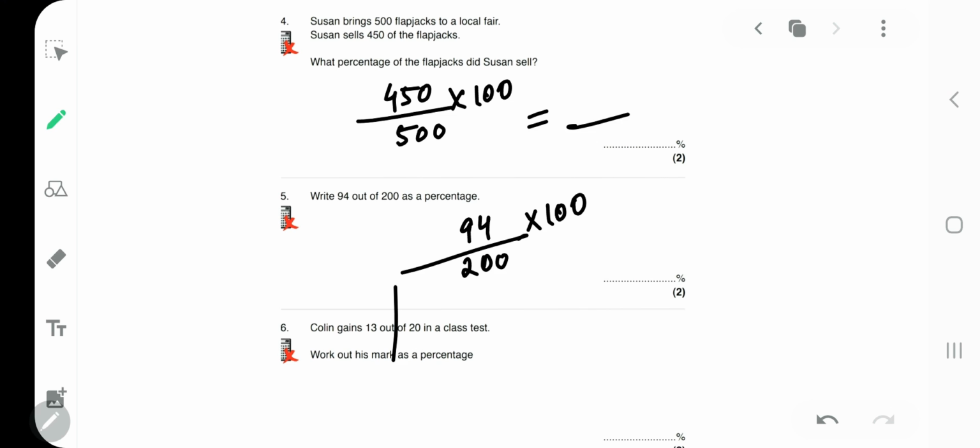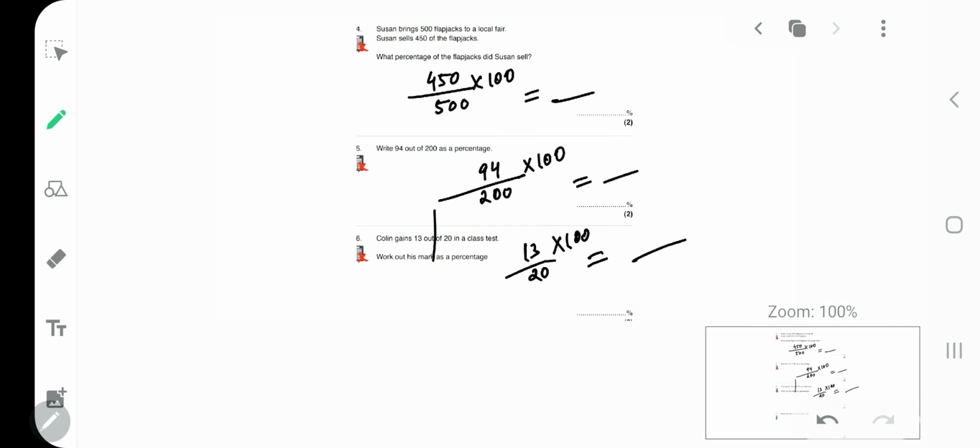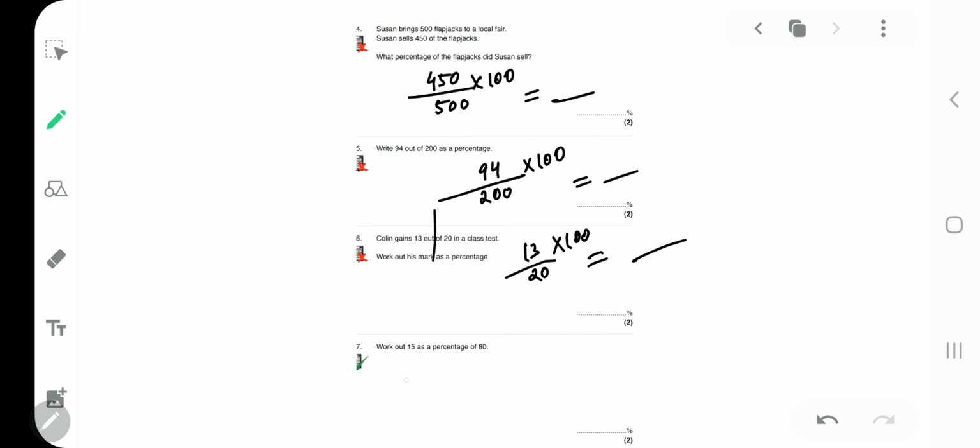Next is, Colin gained 13 out of 20 in a class. 13 out of 20 into 100. So his percentage will be this. You have to work out on your own. Work out 15 as a percentage of 80. 15 upon 80 into 100.